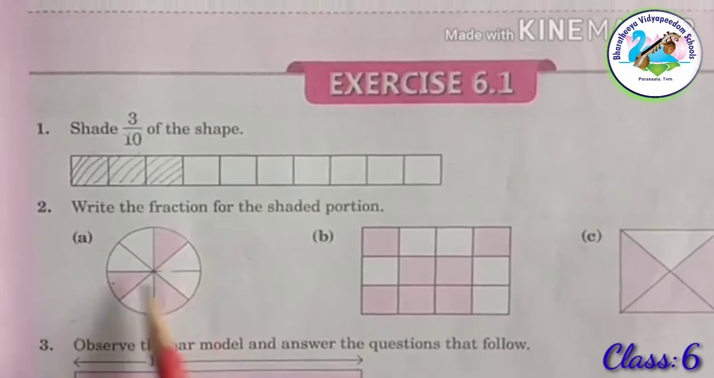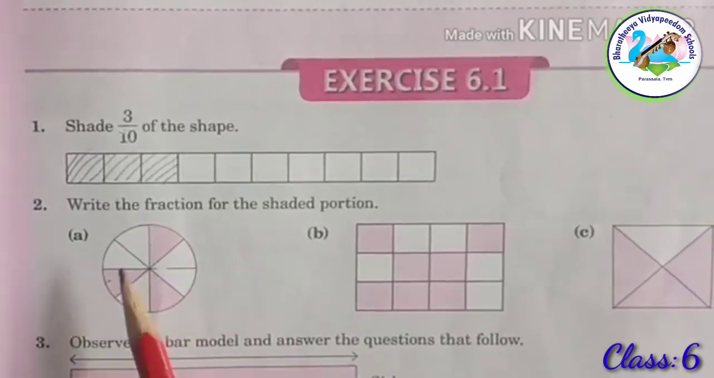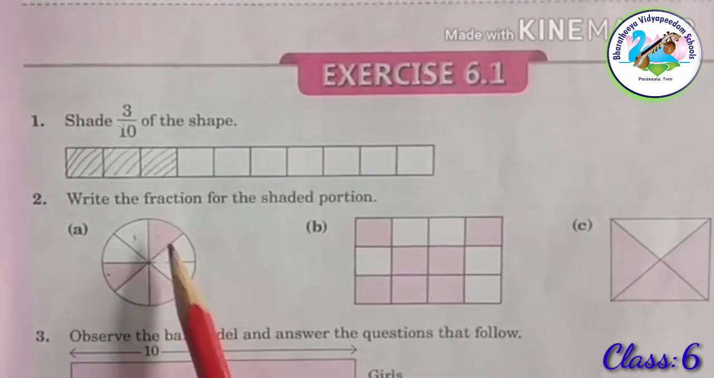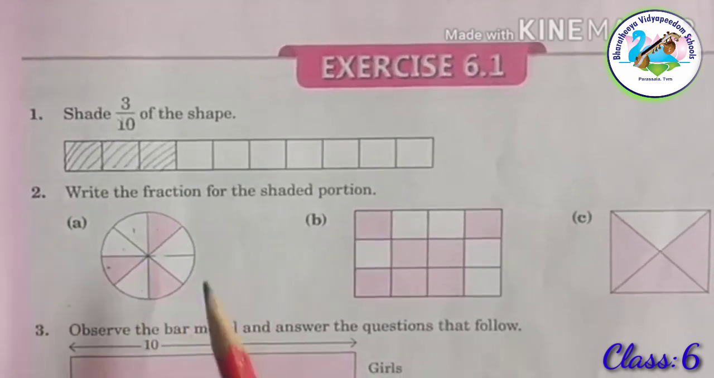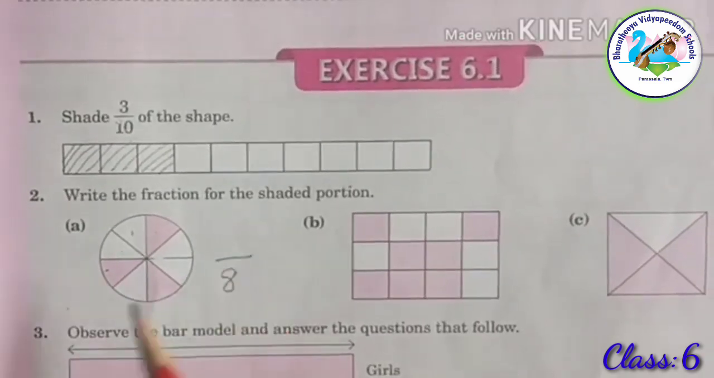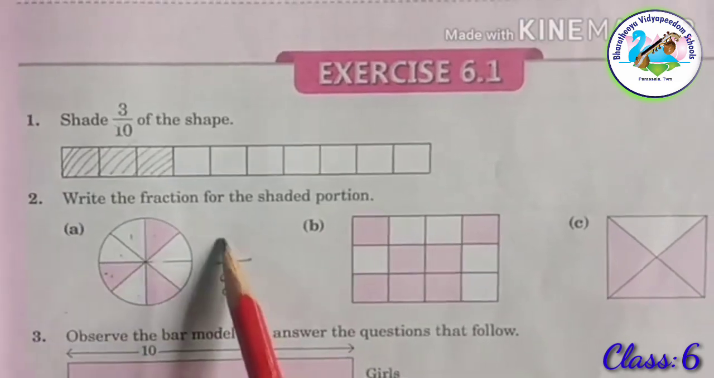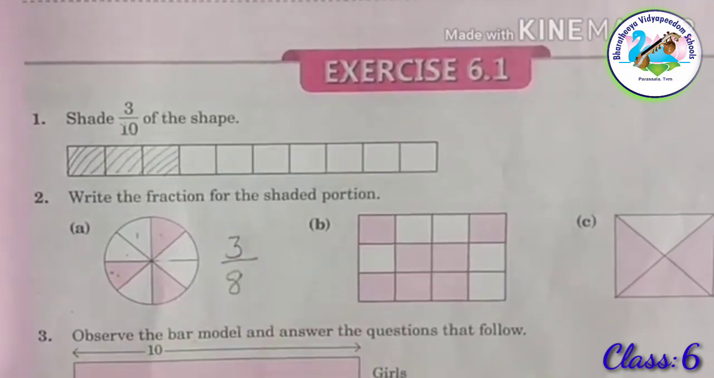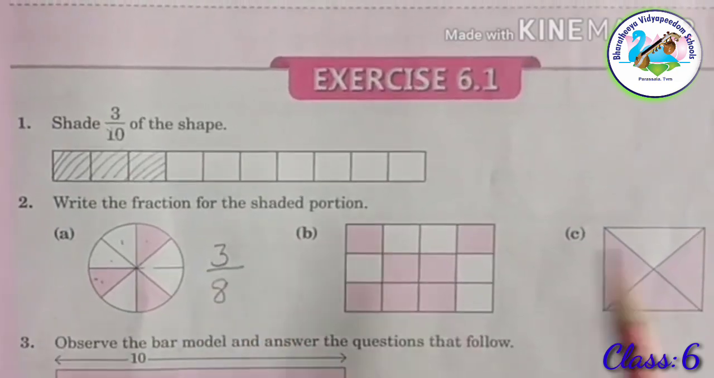You have to write the fraction of the shaded portion. So how many parts are there? 1, 2, 3, 4, 5, 6, 7, 8. 8 parts are there. Out of 8, how many parts are shaded? 1, 2, 3. So 3 parts are shaded. Out of 8, 3 parts are shaded.